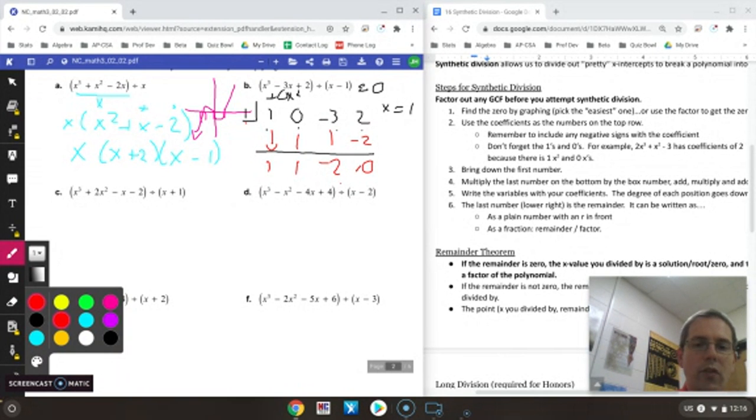I have a remainder of 0, and the other numbers I can basically add variables back to get my answer. Since I started with an x to the third divided by x, it should be an x squared. So I have a 1x squared, and then you can just count down: 1x squared, 1x, and a minus 2. So your answer should be 1x squared plus 1x minus 2.